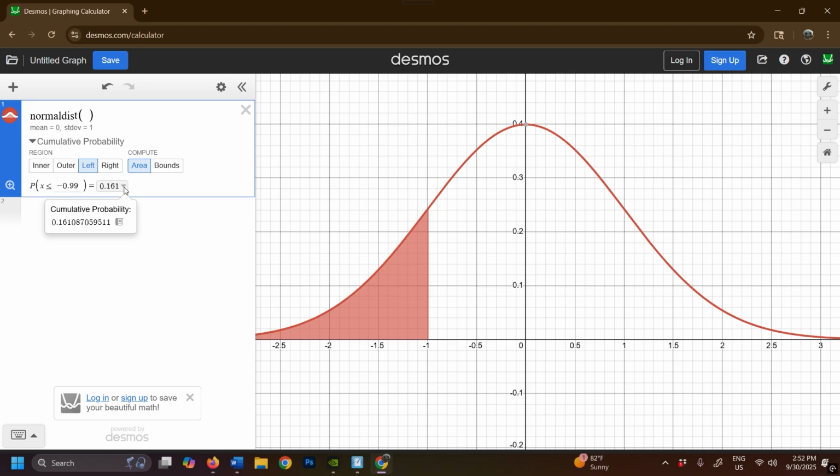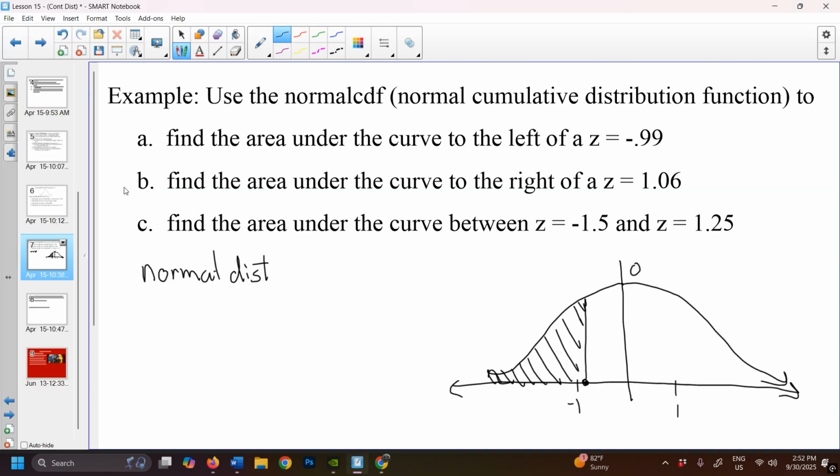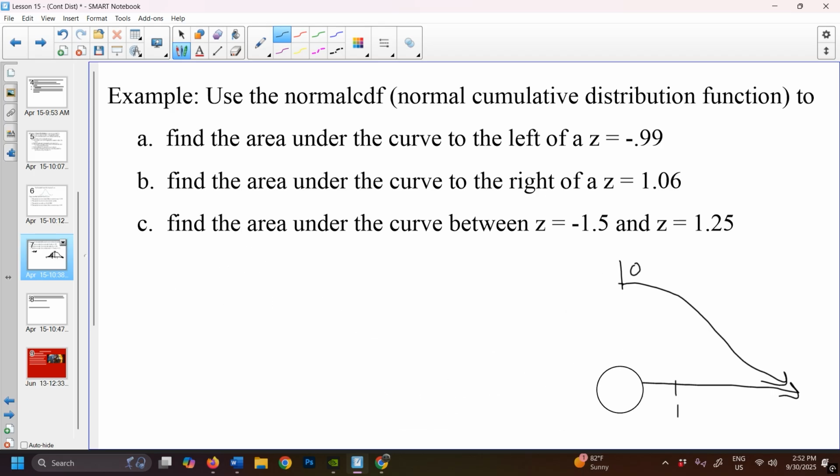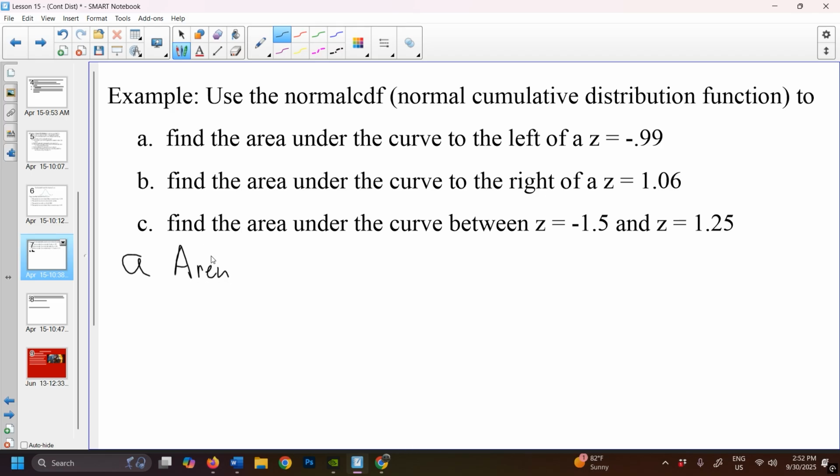So I'm going to go to 4 decimal places for this, just because I want to use that. And let's erase all of this so that I can put my answers down here. And for A, my area will be equal to 0.1611. Okay, so B, it asked me to do the area under the curve to the right of a z-score of 1.06.